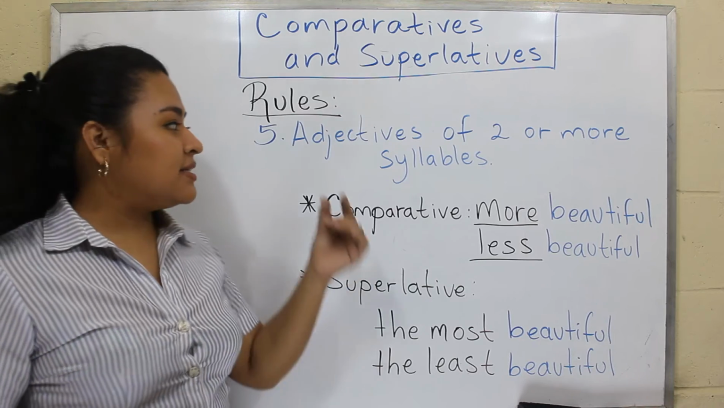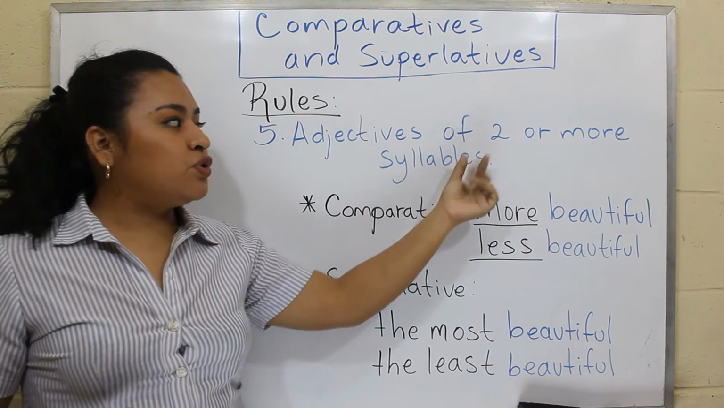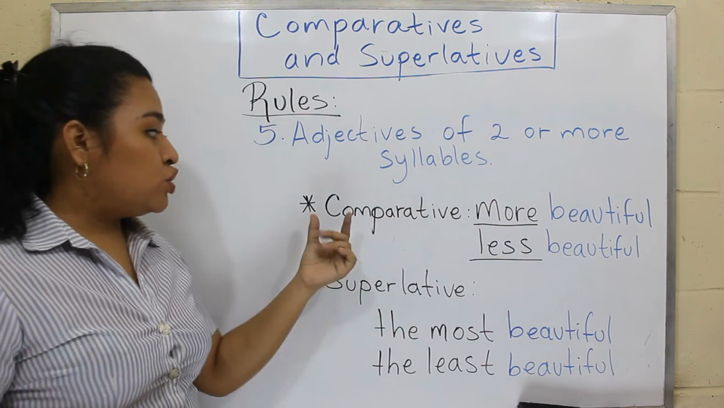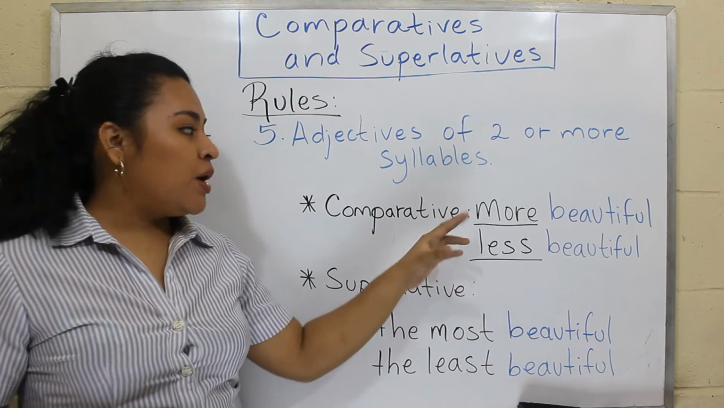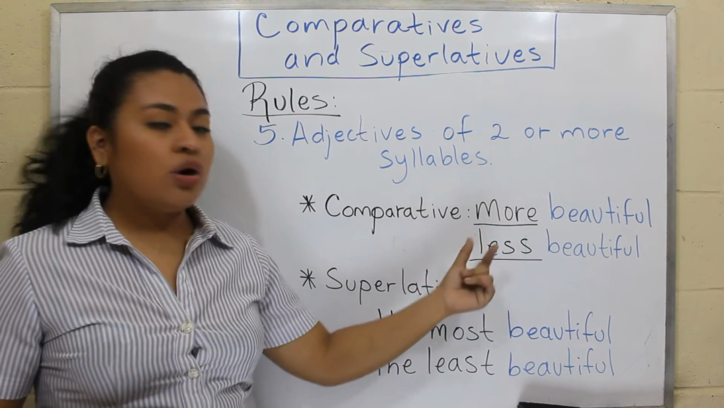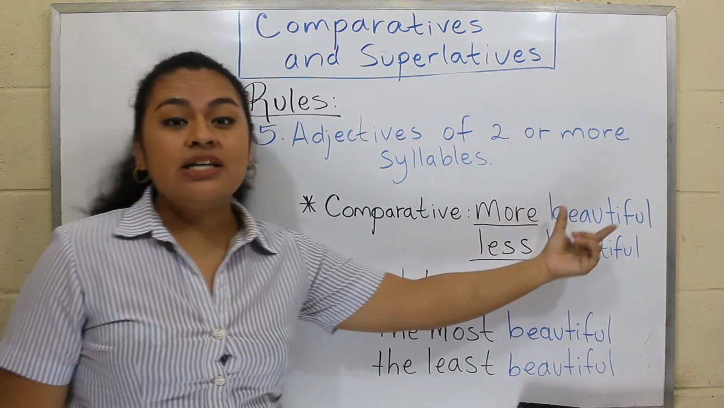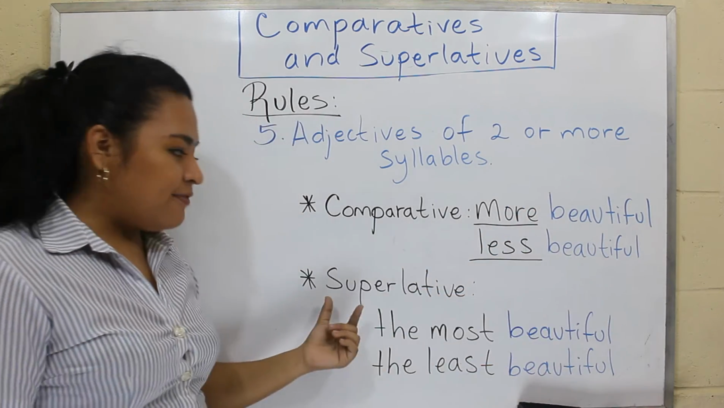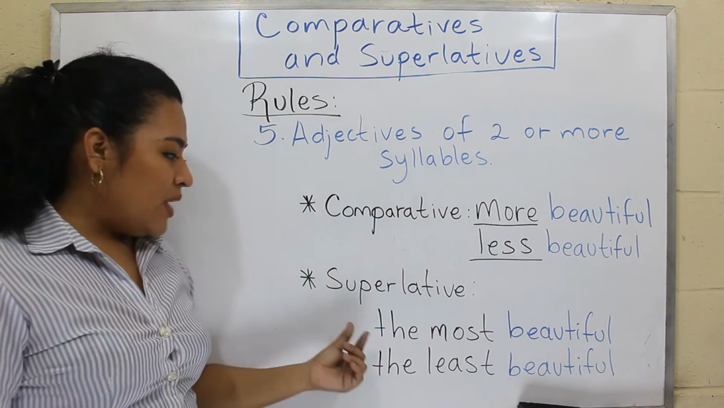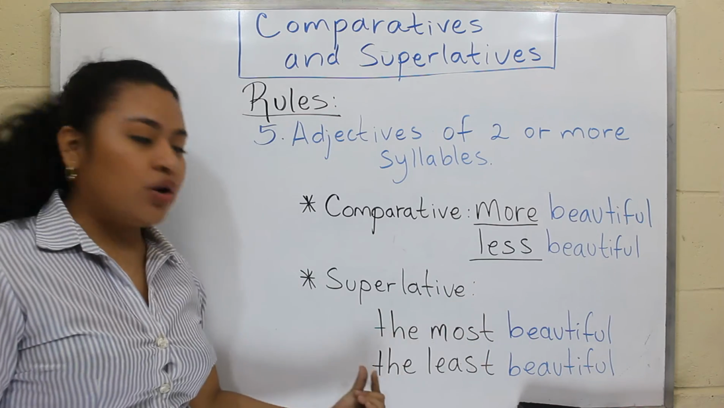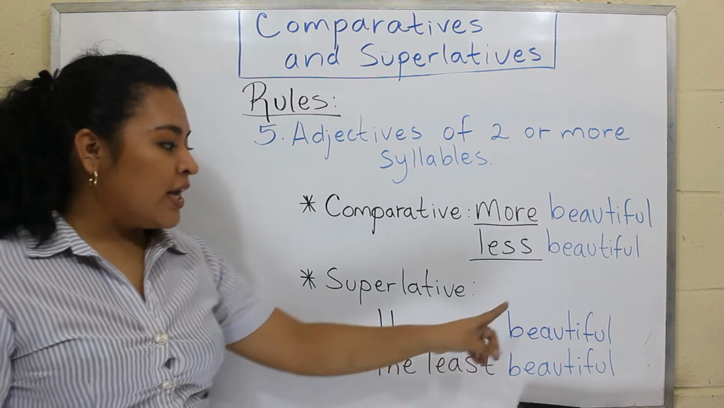The fifth case is for adjectives of two or more syllables. To create the comparative form, we add the word "more" or "less" before the adjective. And for the superlative form, we add "the most" or "the least" before the adjective.